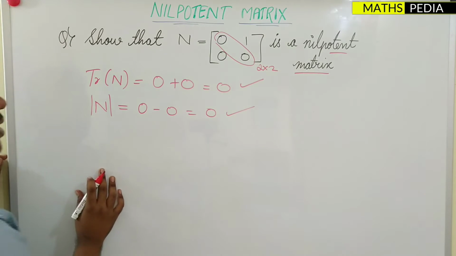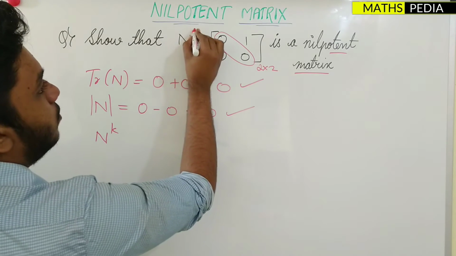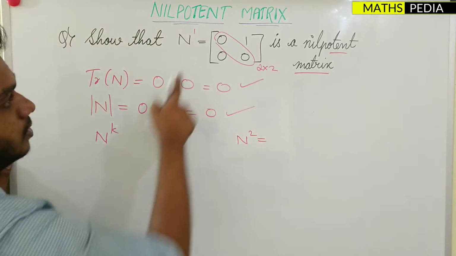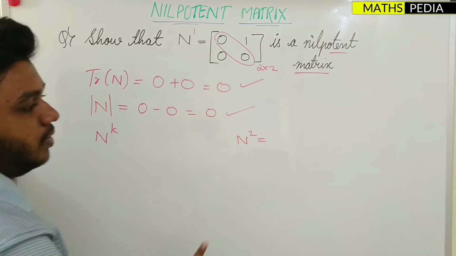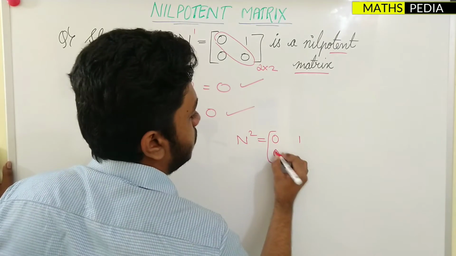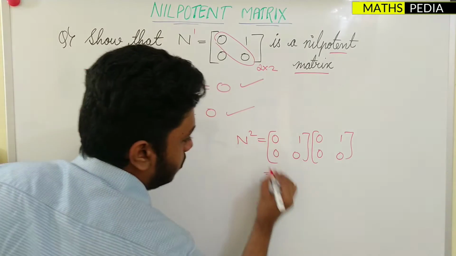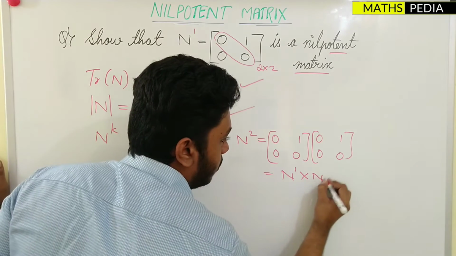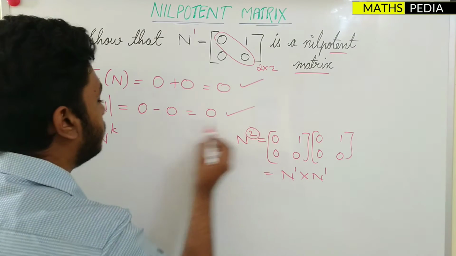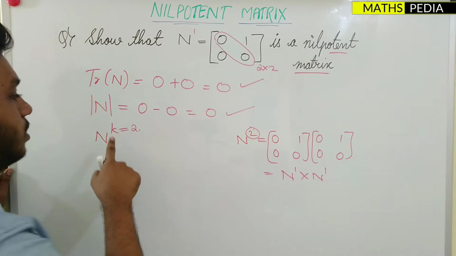Let us go to the second condition, that is nothing but N power k. Now this is N power 1, this matrix itself, and I'll tell you what N power 2 is. N power 2 means you have to take this matrix 0 1 0 0 into 0 1 0 0. That means N power 2 means N power 1 into N power 1. This is N power 2. So what will be the k value? k will be equal to 2. This is how we have to find the power of the matrix.